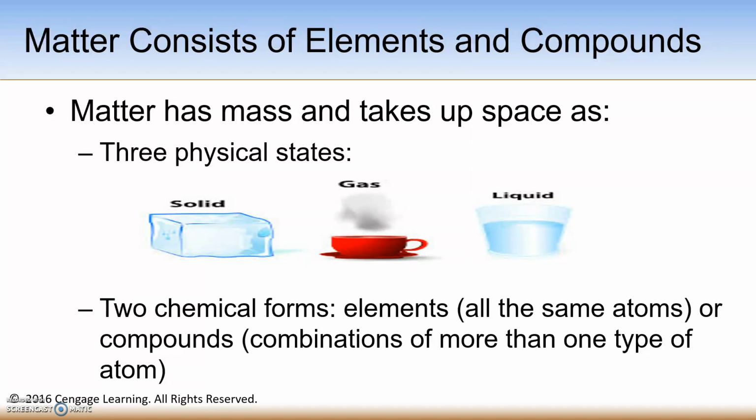Let's shift topics and talk about matter and what it consists of. Matter has mass and takes up space as either a solid, gas, or a liquid. There are two chemical forms, either elements, where it consists of all the same atoms, or compounds, where it consists of a combination of more than one type of atom.